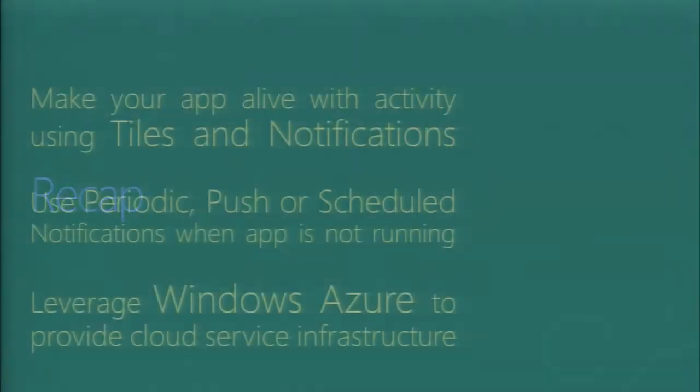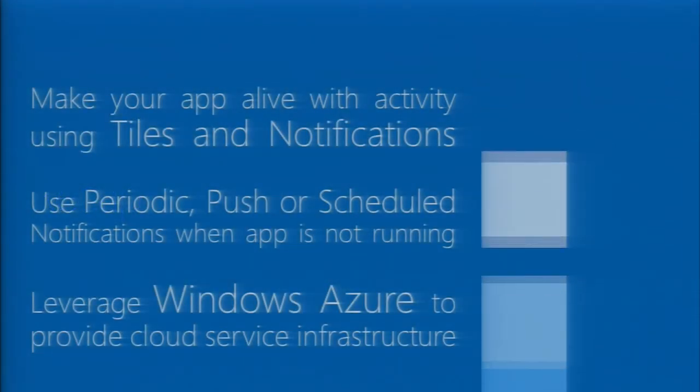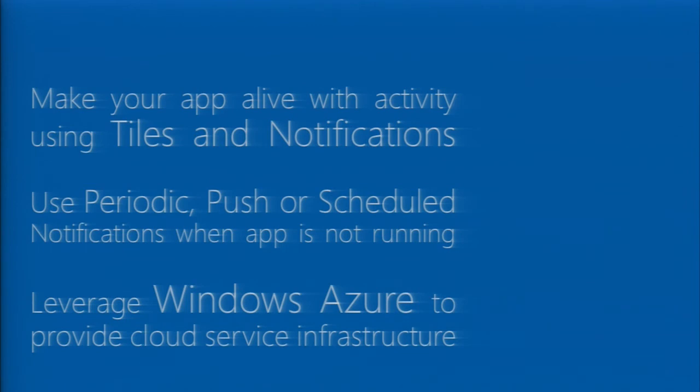So to recap, I want to encourage you to think about how your tile is going to be part of your application. Think about how users are going to be drawn back into your application based on what they see on your tile. And think about how you're going to tie the content in your application to that tile, so the two feel like they're part of the same application, because they are. Use periodic, use push, use scheduled notifications to make your application feel alive. Those are the best ways to keep that tile alive when users aren't directly using your app.